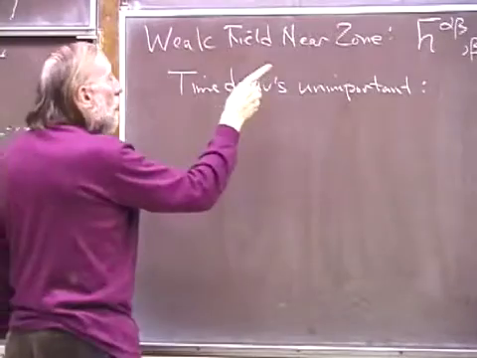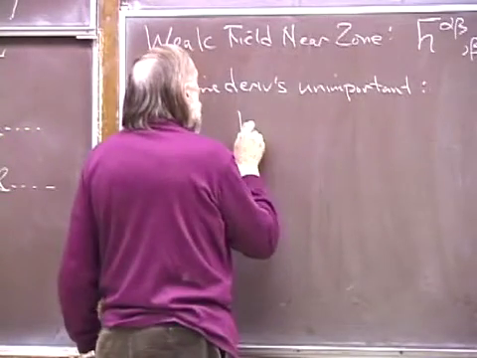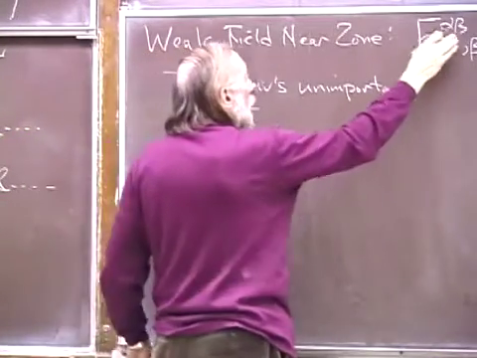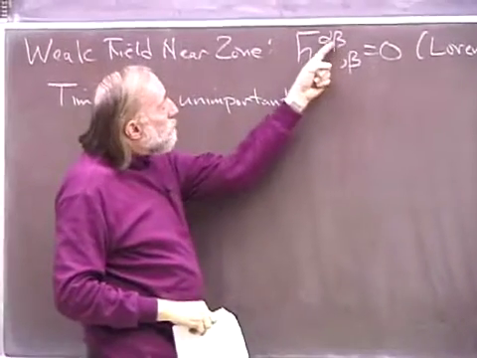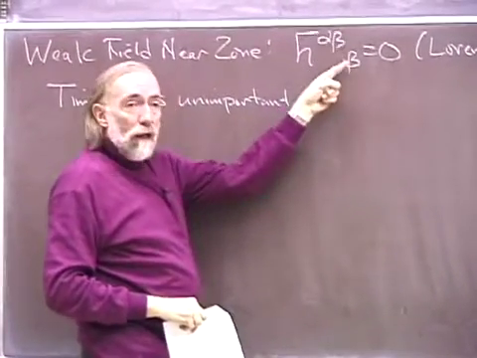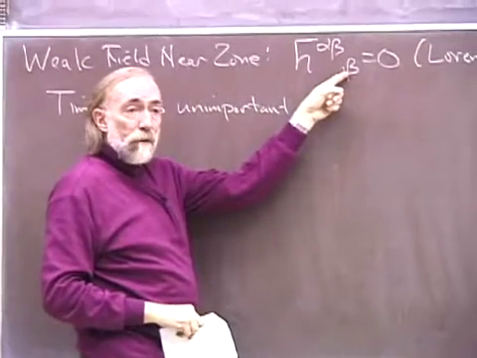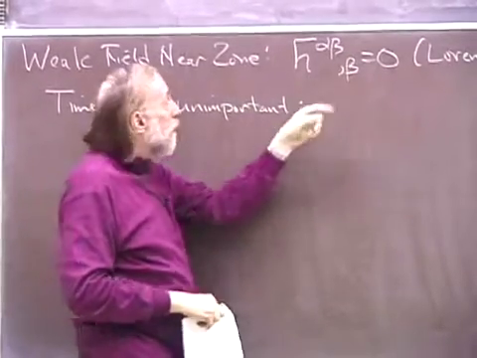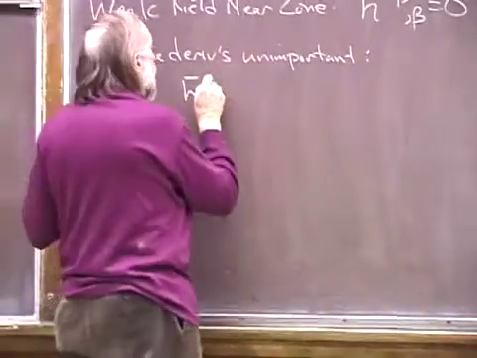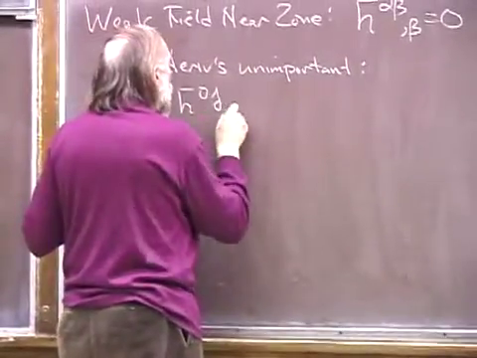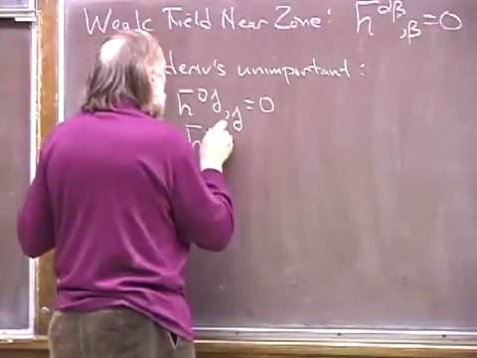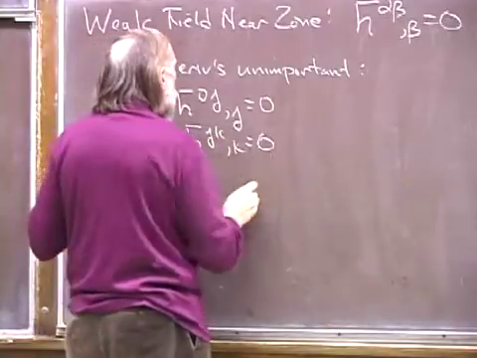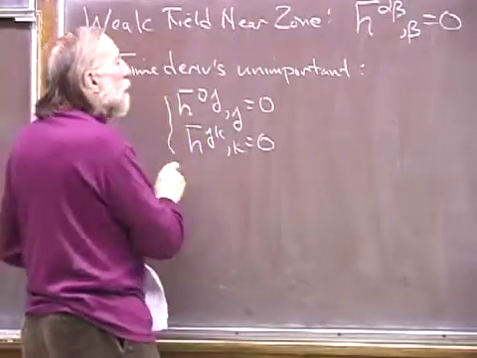And so these equations reduce to, we have only spatial derivatives here, not the temporal derivatives. So this beta comma beta will become a j comma j, just spatial derivatives. It's a spatial divergence. So we'll say h bar 0j comma j must vanish. H bar jk comma k must vanish in the weak field near zone.